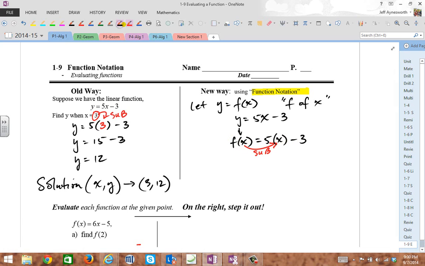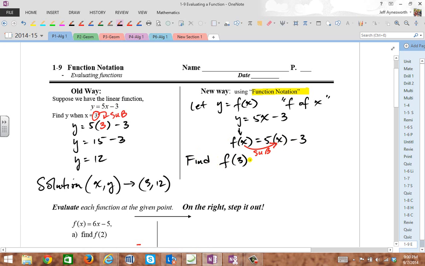So if I say find f of 3, which is basically saying evaluate the function at 3, what I want to do is substitute that in: 5 times my value of x, which is 3 in this case, minus 3. Then I work it out. 5 times 3 is 15, minus 3, and I get f of 3, not f times 3, but f of 3, is equal to 12, where x is 3 and my y value is 12.